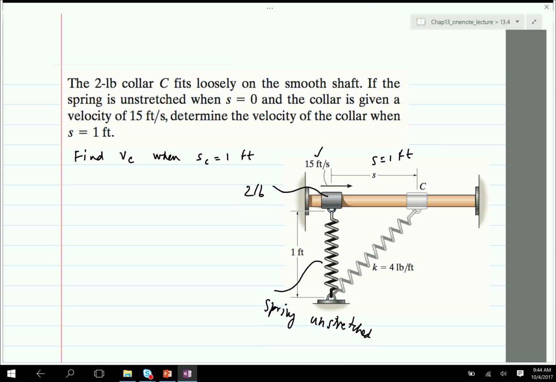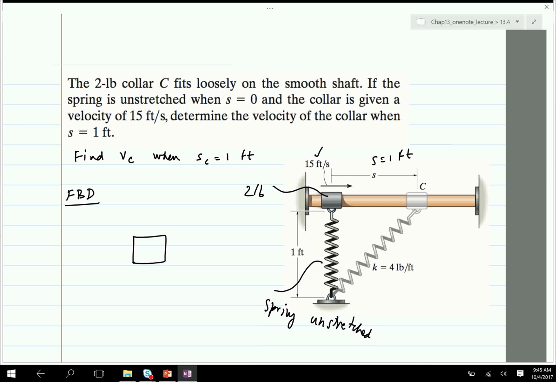Clearly this is a problem where we've got to analyze the motion of C due to the effect of a spring, which means that it's a kinetics problem. So I'm going to draw the free body diagram of the collar and try to show all the forces on it. Physically, what I'm doing in the free body diagram is pulling the collar out of the rod and trying to replace the effect of the spring and the rod with forces.